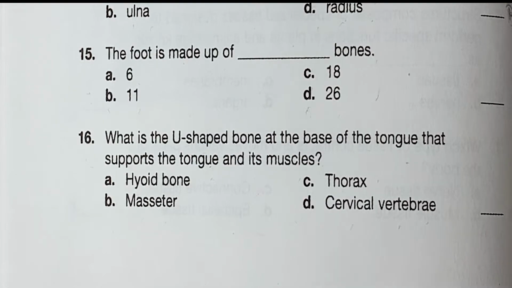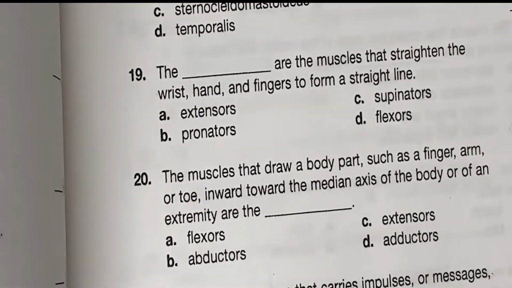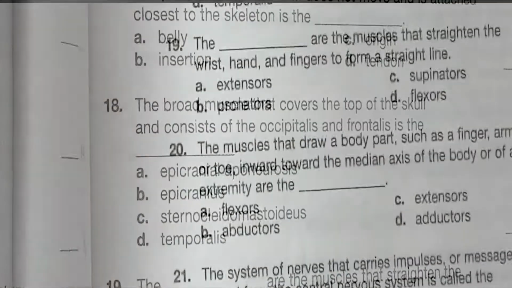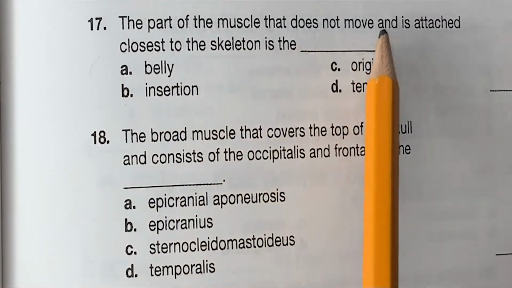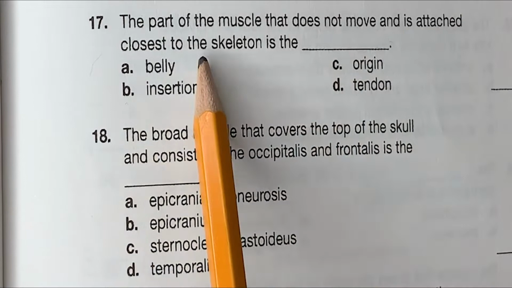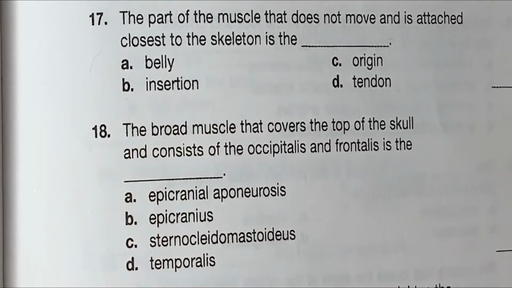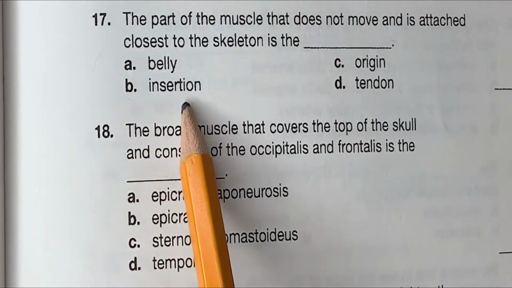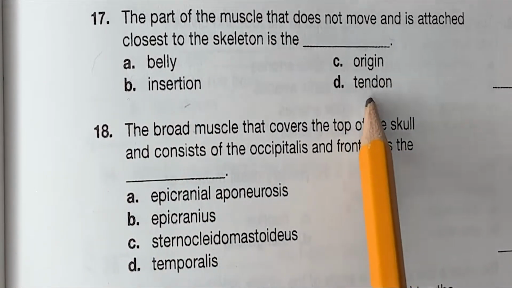And your correct answer is A, hyoid bone. Number 17. The part of the muscle that does not move and is attached closer to the skeleton is the blank. A, belly, B, insertion, C, organ, or D, tendon.